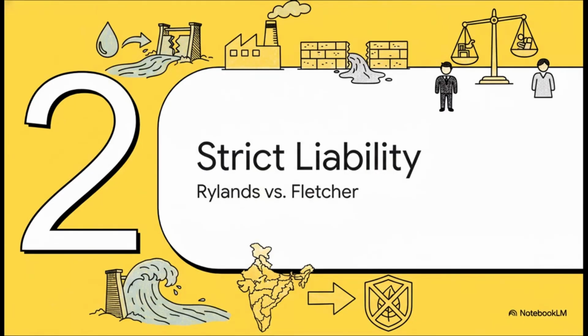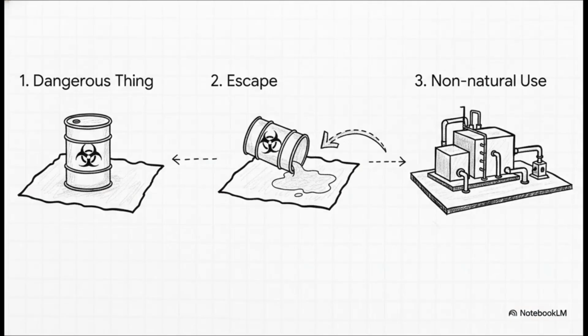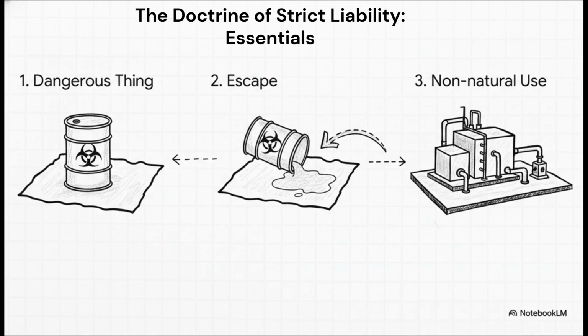Now, this whole idea of no-fault liability isn't exactly new. It actually has its roots in a super famous English case from the 19th century called Rylands versus Fletcher. This case is what gave us the doctrine of strict liability. So, for strict liability to kick in, 3 things have to be proven. First, someone has to bring something dangerous onto their land. Second, that dangerous thing has to escape from their property and their control. And third, the way they were using their land has to be non-natural. We're talking about something like building a huge industrial reservoir, not just having a normal bathtub. If you check all 3 of those boxes, you're on the hook.